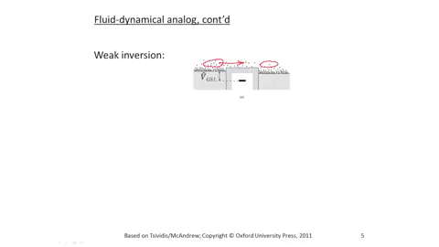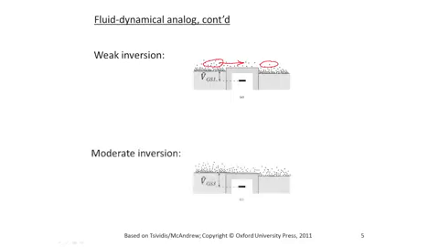And in fact, as we will see later on, in a weakly inverted MOS transistor, even the electrons flow by diffusion. Finally, moderate inversion is something between strong and weak inversion, and it corresponds to a little fluid flow and also vapor flow. And in fact, we will see later on that there is something very similar happening in the MOS transistor.